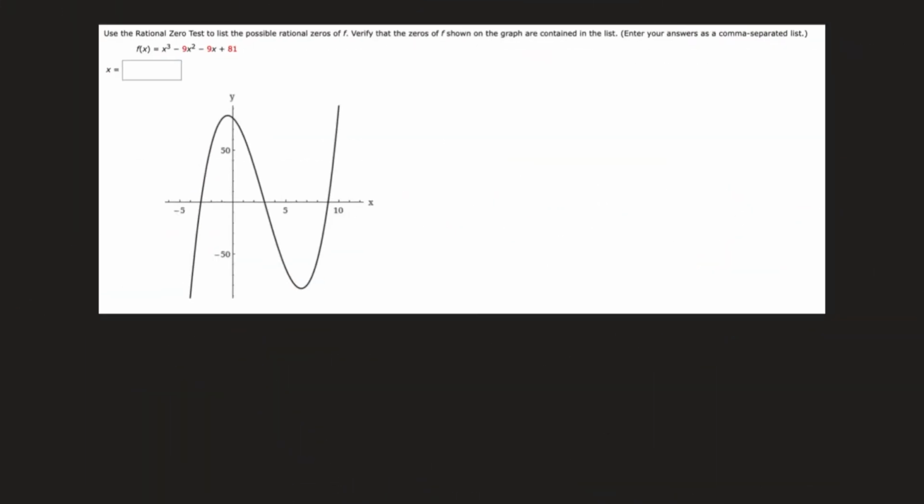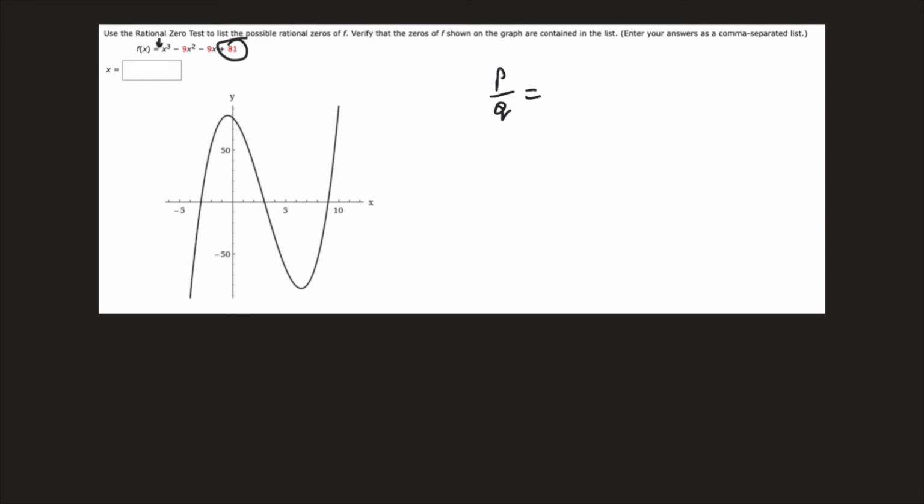In this example, we're going to use the rational zero test to figure out the possible real roots. Notice the graph is also provided to see if our list matches what's on the graph. So in a rational zero test, we need a p and we need a q. p is factors of the constant term, in this case 81, and q is factors of the leading coefficient, which in this case would be 1.